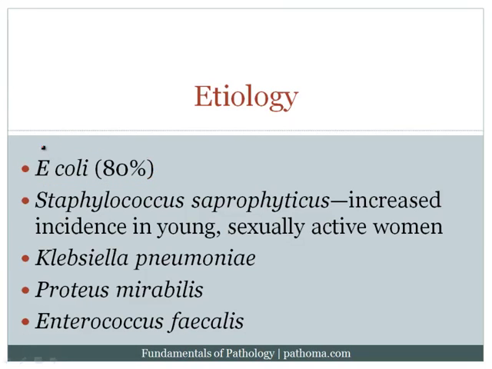Other causes include Klebsiella pneumoniae. Proteus is interesting because when it causes a cystitis, you get an alkaline urine, which also has an ammonia scent, and so that's important. And then Enterococcus faecalis can also result in cystitis.